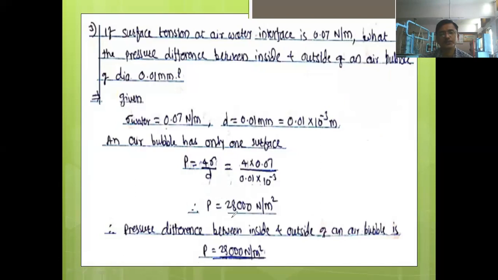0.28 into 10 to the power 5. Right. Newton per meter square. So in this way, we have to solve the problem. Okay. So this was about the surface tension property.